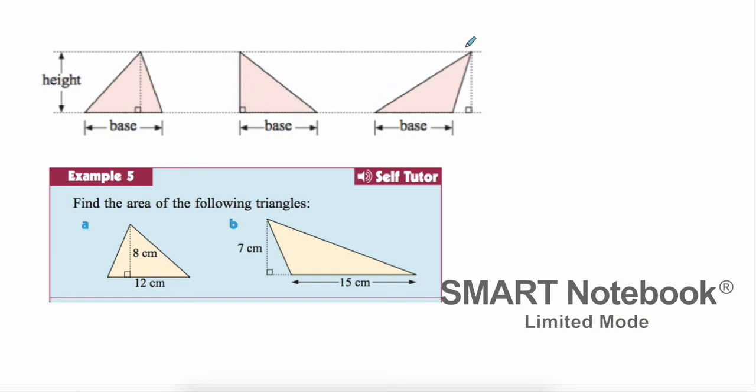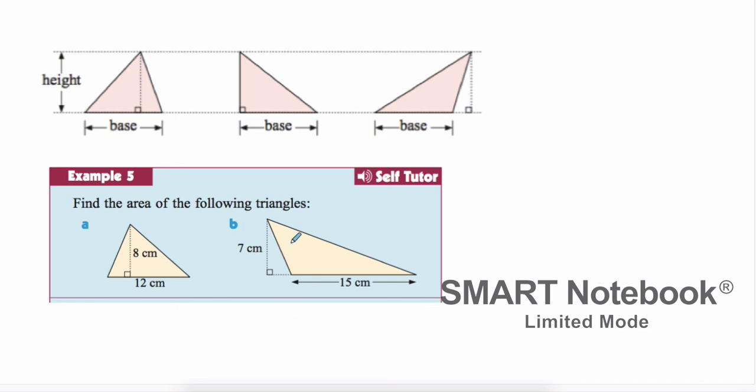Okay, so for an obtuse triangle, sometimes it's a bit of a strange situation because then you have a base here and the height, you cannot make a height which is perpendicular to the base inside the triangle. So sometimes the height has to be outside it. So this is a bit of a strange situation.